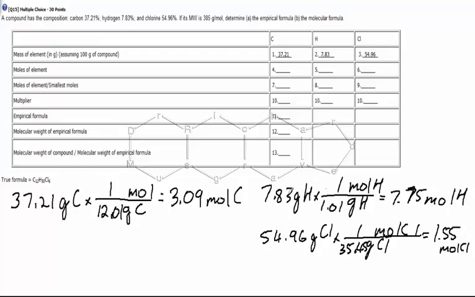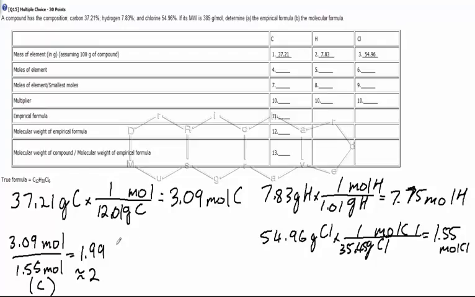The next thing we want to do is take the smallest one, which is 1.55 moles of Cl, and divide it through on each of these to get our mole ratios. So 3.09 moles for the carbon divided by 1.55 moles for the chlorine, that's going to be 1.99, which we're going to go ahead and round to 2. So this will be for the carbon.